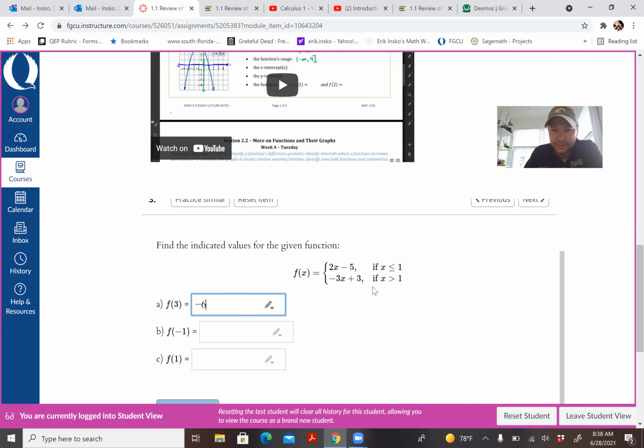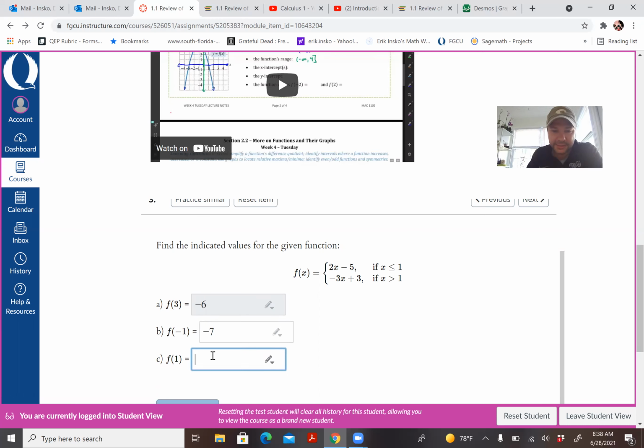Okay. Now it says f of -1. -1 is less than 1. So now I'm going to follow this rule up here. So that's going to be f of -1 is 2 times -1 minus 5. So that's -7.